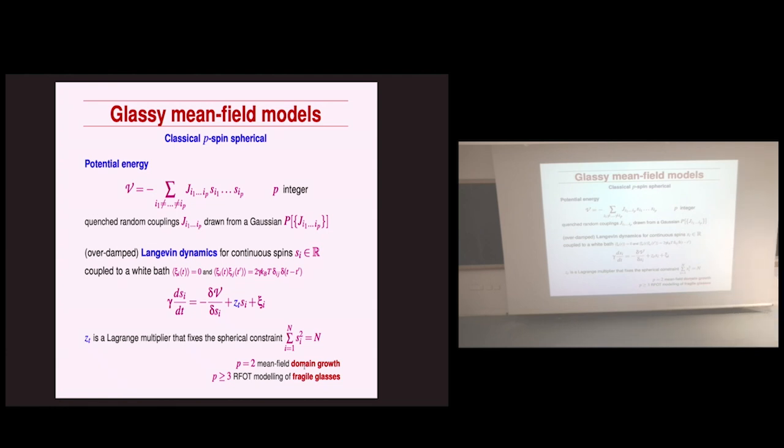Okay, so if you use p equals 2, so if you use interactions between pairs of spins here, spherical ones, it turns out that this model is like the standard model for coarsening. We recover all the phenomenology of the coarsening problems that I mentioned until now. While if you use p larger or equal than 3, you are more in the class of the random first order transition used to describe fragile glasses that I think you have already heard of as well.